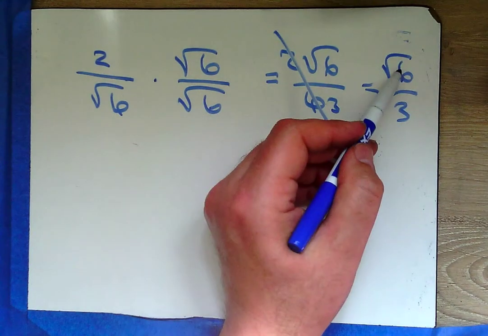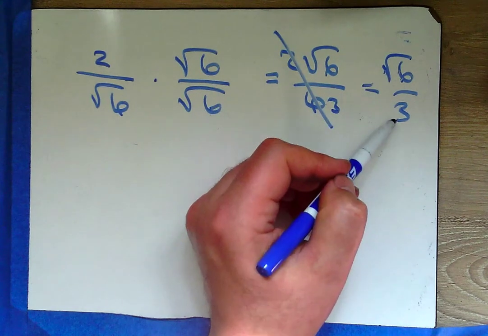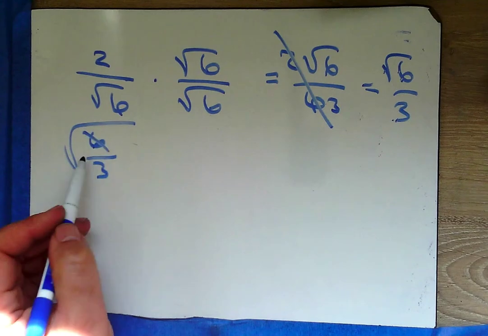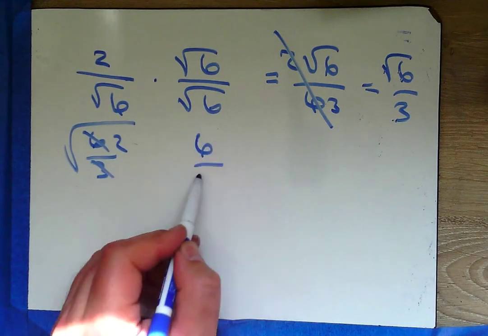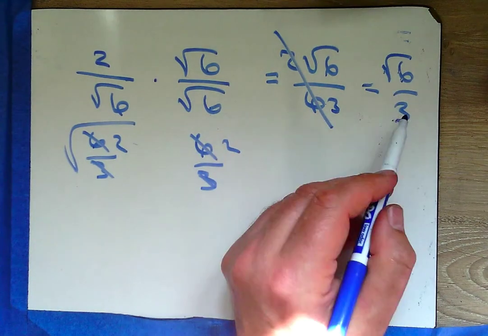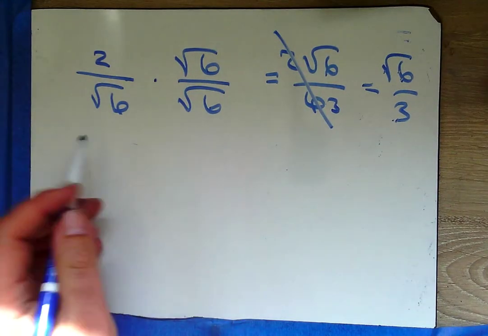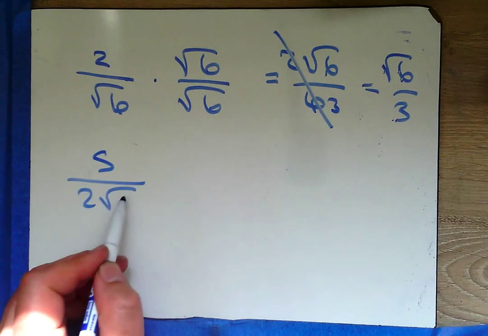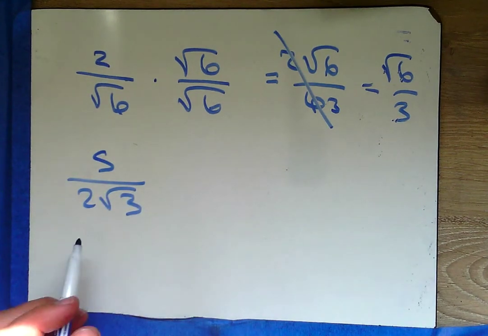You can't cancel the 3 in here with the 3 down here because this 3 is under the radical and that 3 is not. If they were both under the radical, yeah, you could cancel. If they were both not under the radical, yeah, you could cancel. But one is under the radical and one is not under the radical, and so you cannot cancel there, okay? All right, how about this one? 5 over 2 root 3. Pause the video, give this one a try.